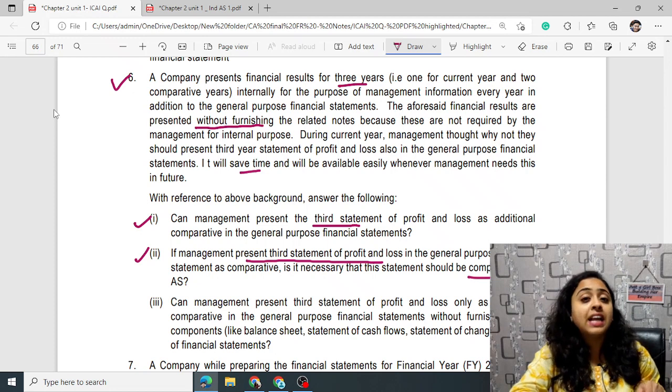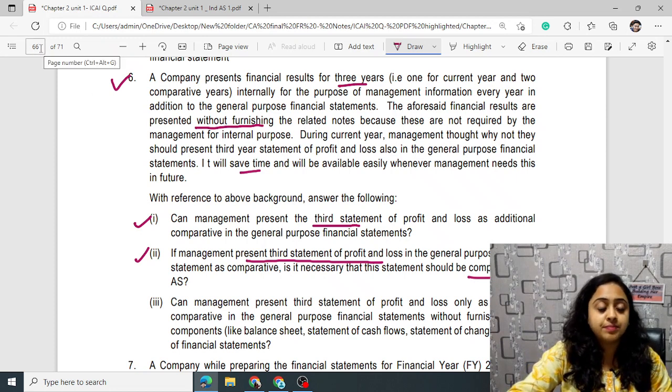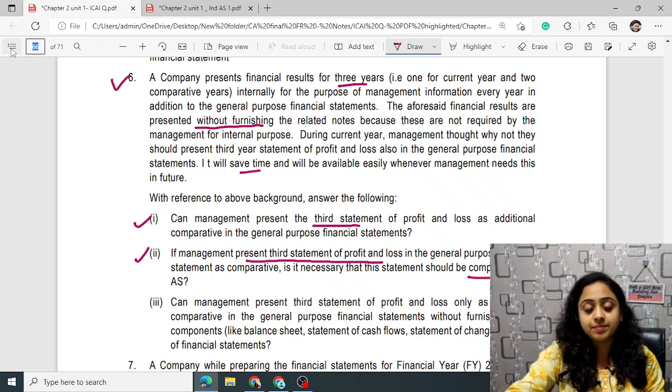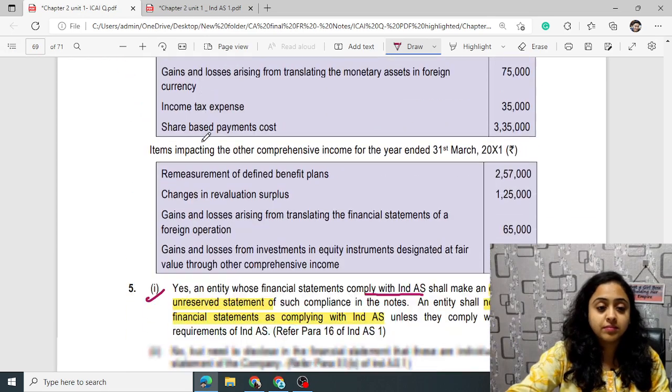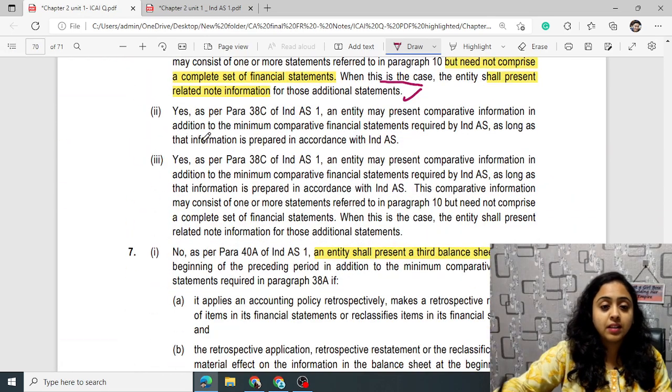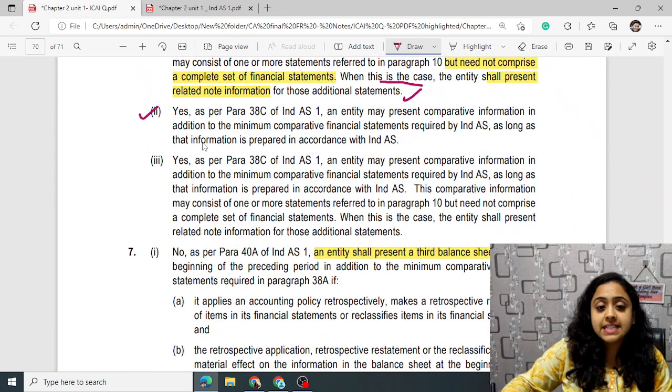But you know that Ind AS 1 is not applicable on interim financial statements. Okay, let's see. But each and every point that has been provided, any column that has been provided, has to follow Ind AS. Yes, an entity may present comparative information in addition to the minimum statement required by the Ind AS, as long as the information is prepared in accordance with Ind AS.